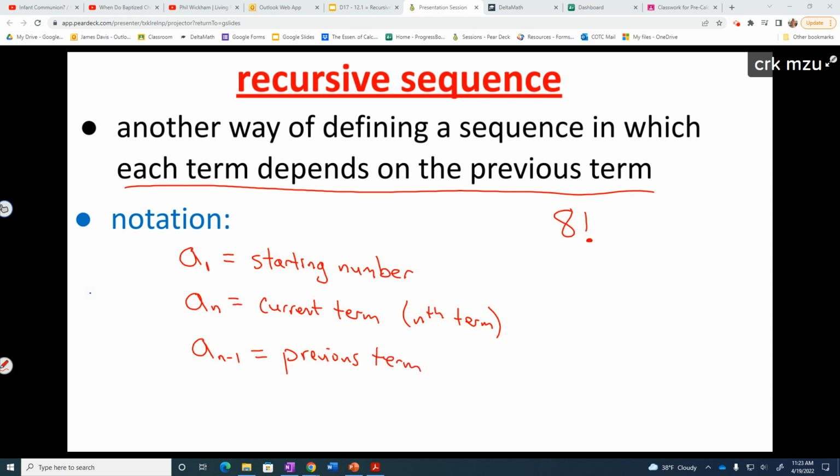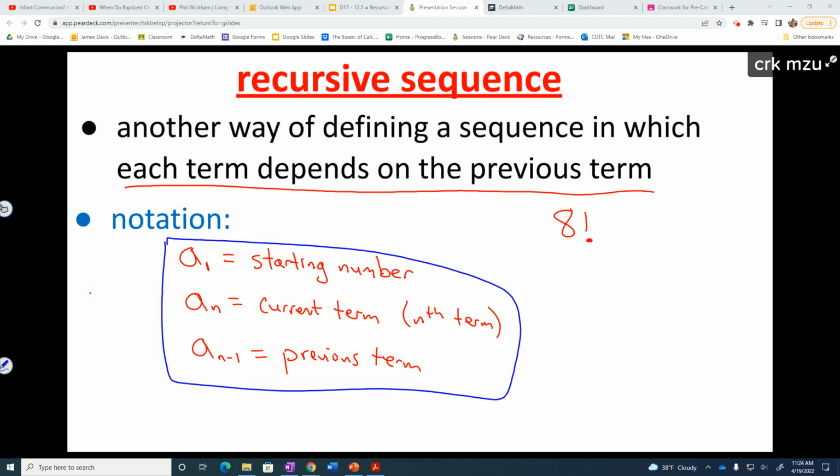Because if this is a recursive sequence, it depends on the previous term, but we need to know what that previous term is. The thing is, we'll always be given a starting term, because we can't just start from nothing if we don't have a prior term to start with, right? You don't know where to start if you don't have a starting number. So then our second term will be whatever the starting number is, and then whatever operation we're going to add on to that. So these are important notations here.